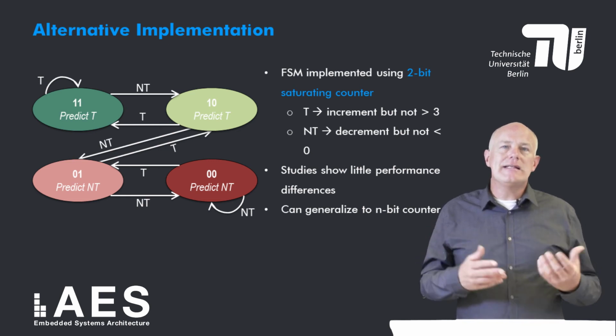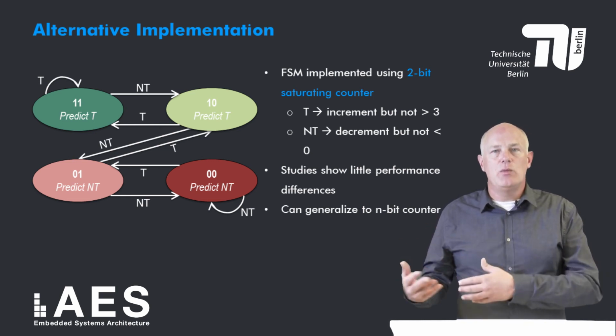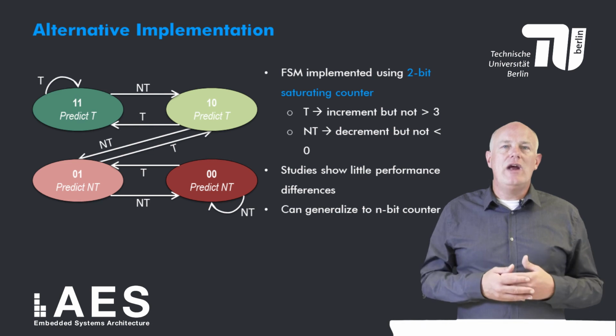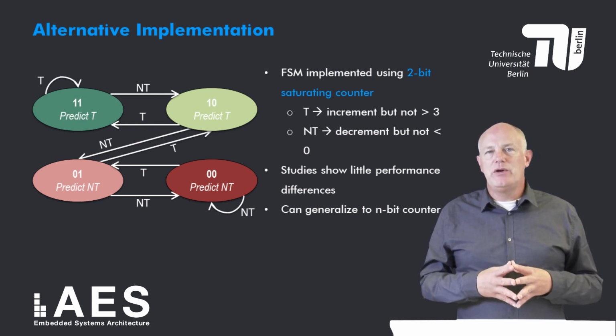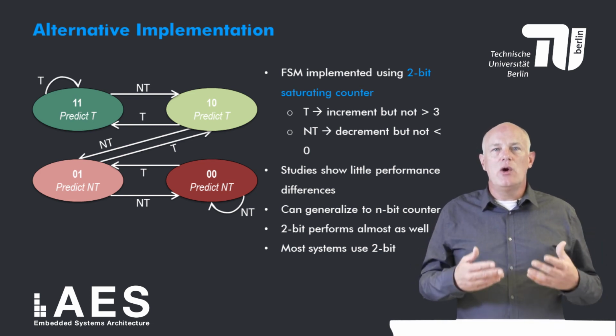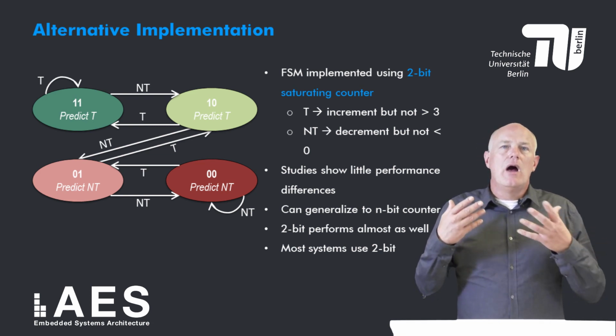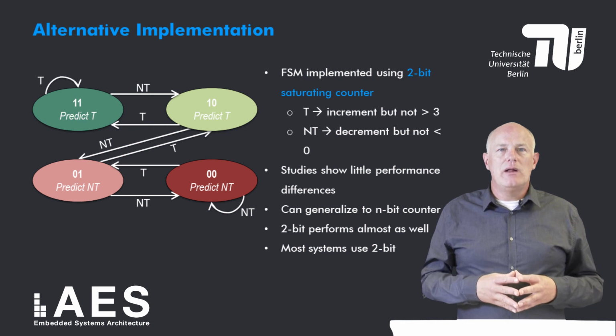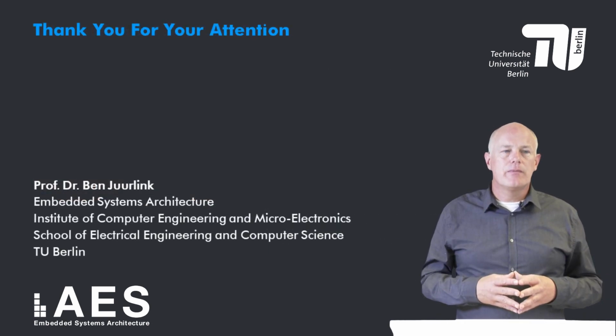If the counter is less than half its maximum value, the prediction will be not taken, and when it is greater than that, the branch is predicted taken. But again, experimental studies have shown that 2-bit schemes perform as well or almost as well. For that reason, most processors use a 2-bit scheme.